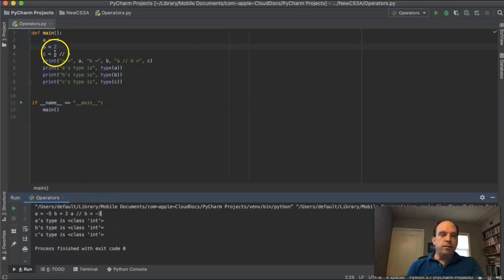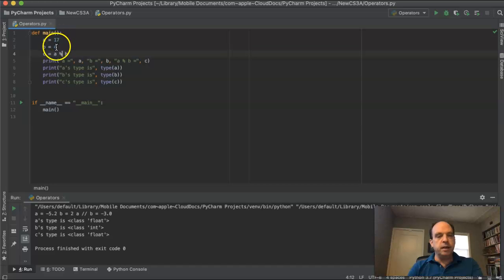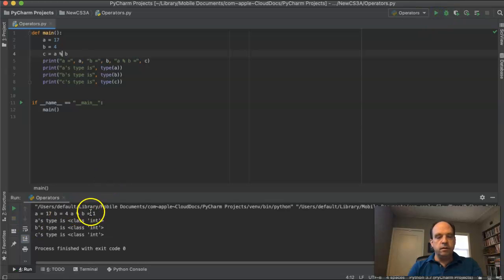There are two more operators to consider in Python. One is the modulus operator. The modulus operator is represented by the percent sign and gives us the remainder when we divide the first number by the second one. So 17 divided by 4 is 4, but the remainder is 1. The modulus operator gives us the remainder.